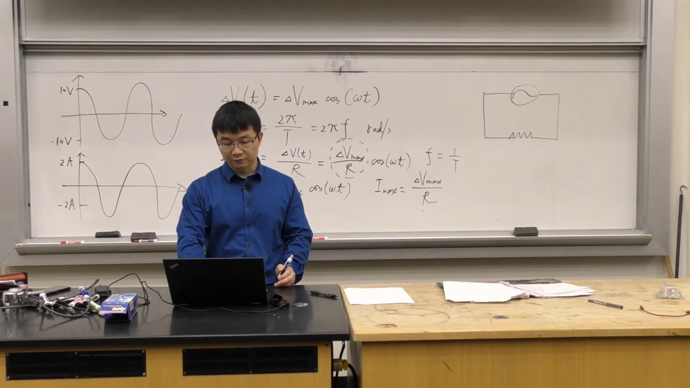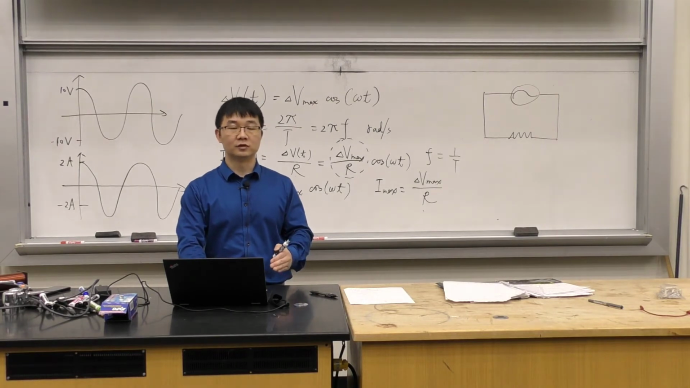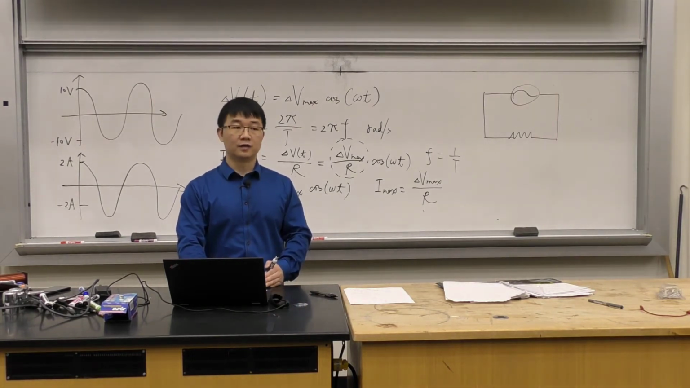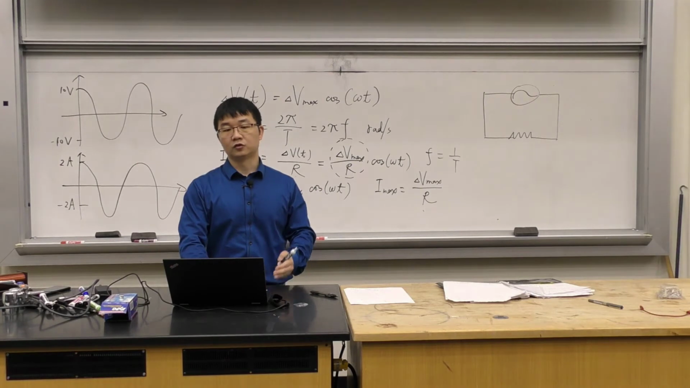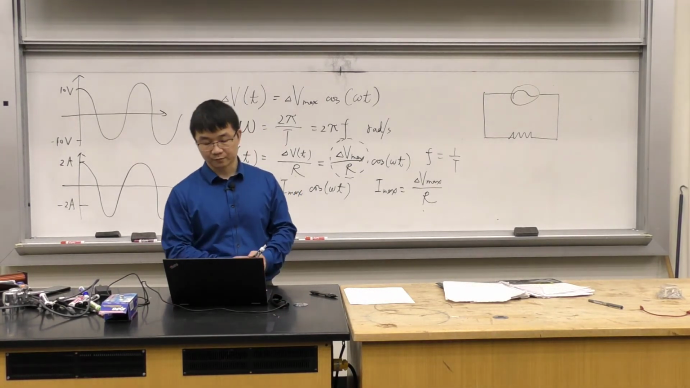And the reason we call them in phase is that we're going to see that when you connect a capacitor or inductor to an AC source, they don't behave the same way. They don't reach the maximum at the same point. They don't reach zero at the same point. So we call them out of phase. Okay, that's what we're going to see after resistance.